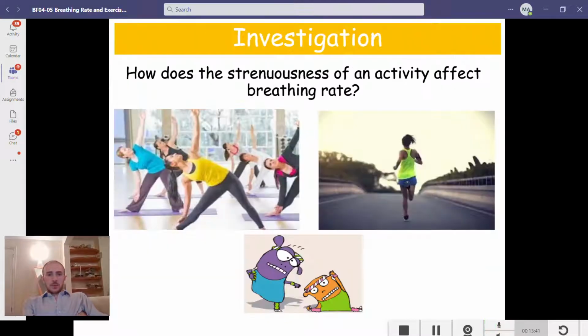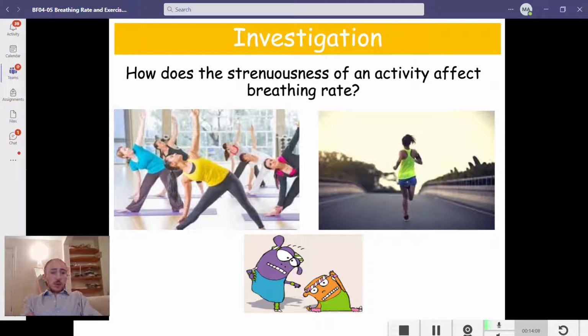Now, the question you're going to answer, and this is what we call your research question, is how does the strenuousness of an exercise activity affect breathing rate? Is strenuousness a word? I'm not sure. We'll go with it. Can you please write down research question and then that question in your books? That should take you 30 seconds.